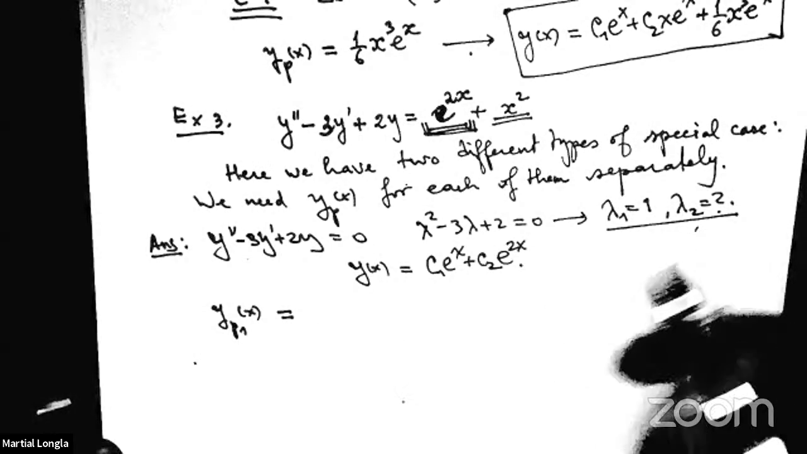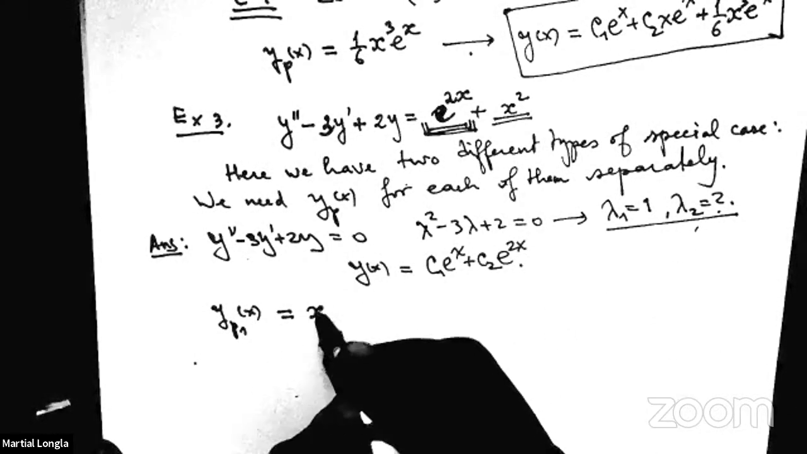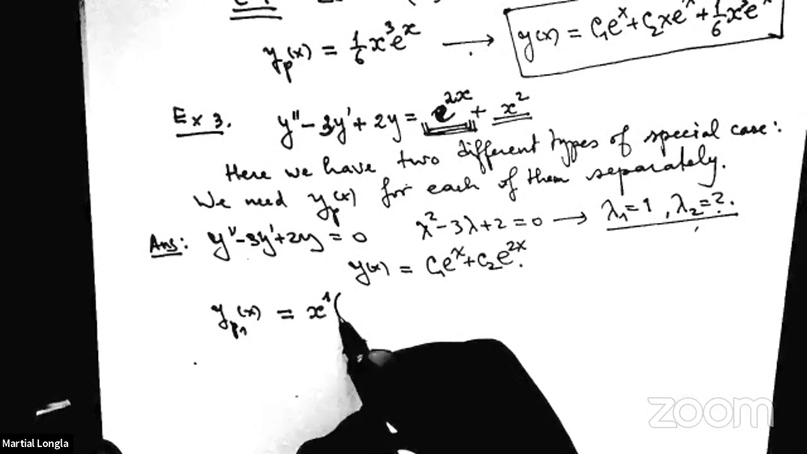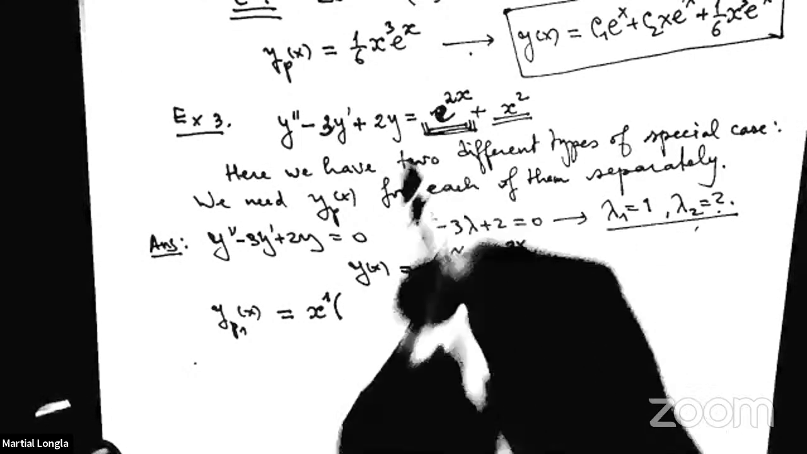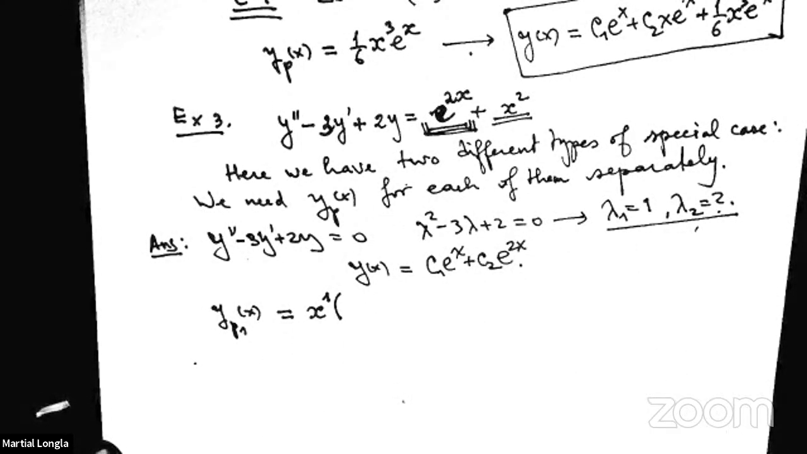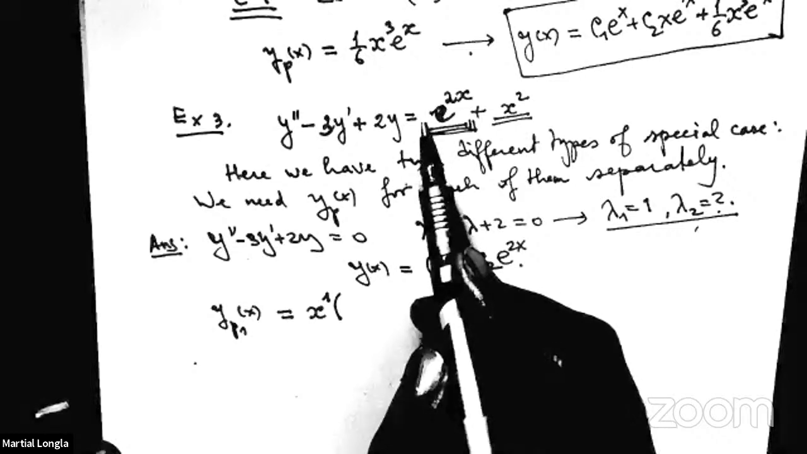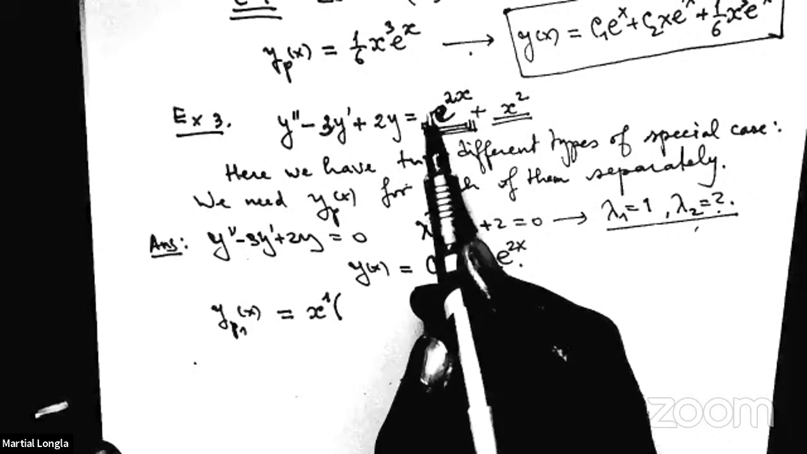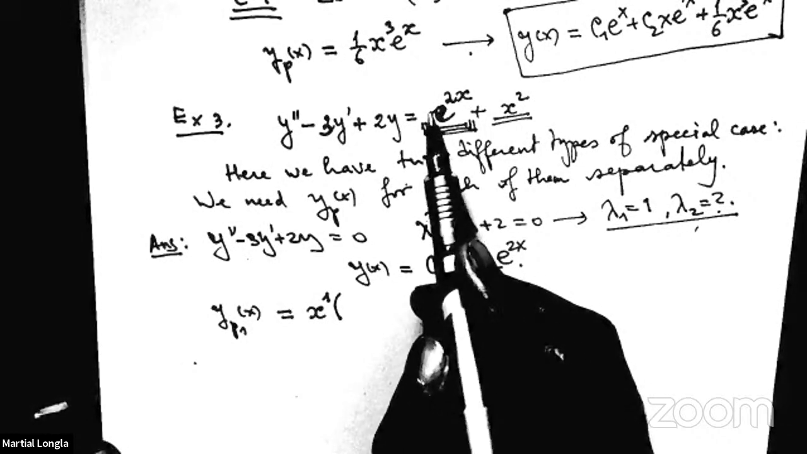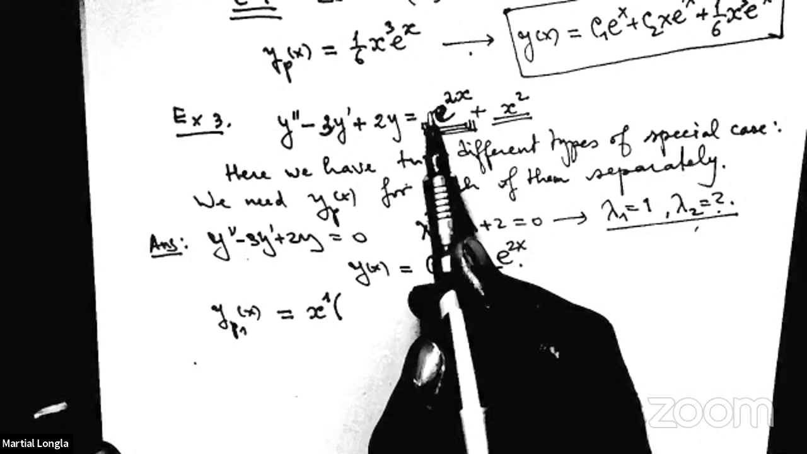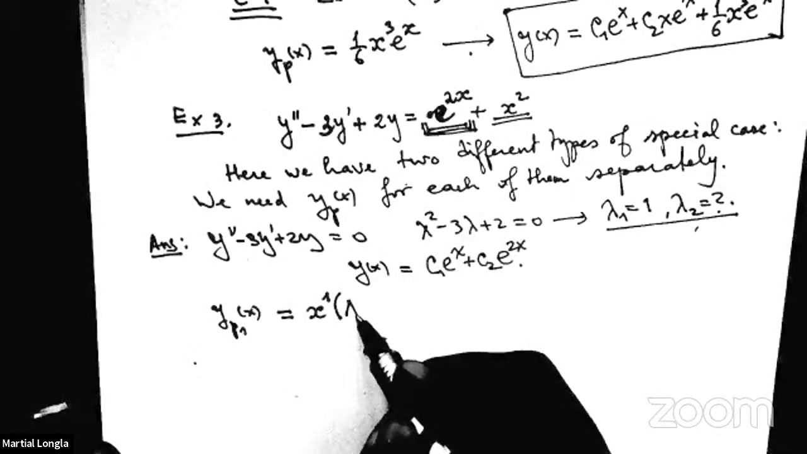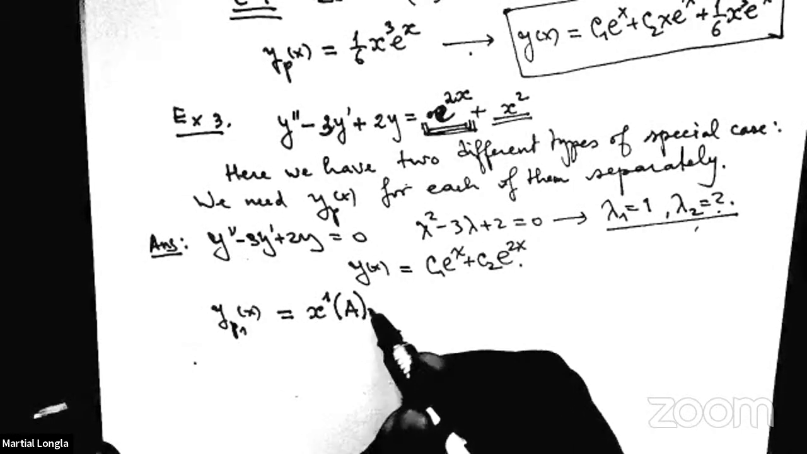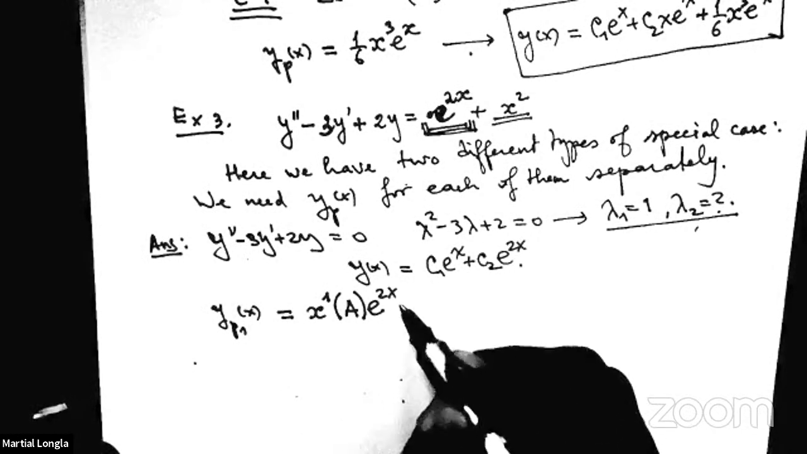So S equal 1. So that would be x to the power 1 times, what's the degree of the polynomial here? This is the part I'm talking about. What's the degree of the polynomial that is in front here? 0, because it's a constant. So we are just going to look for one constant here, and then e to the 2x.